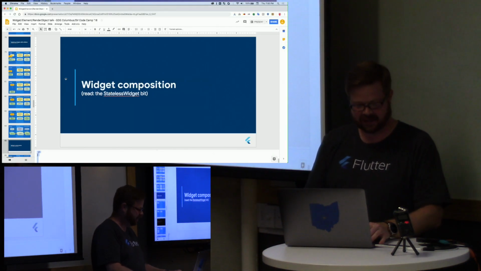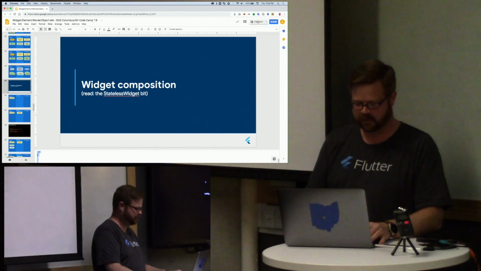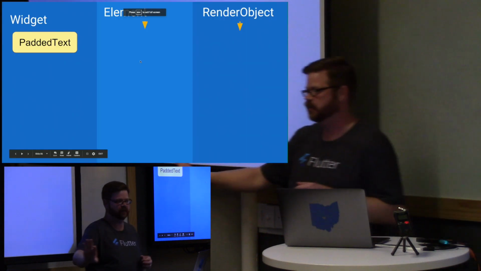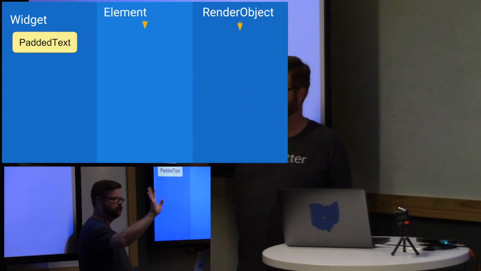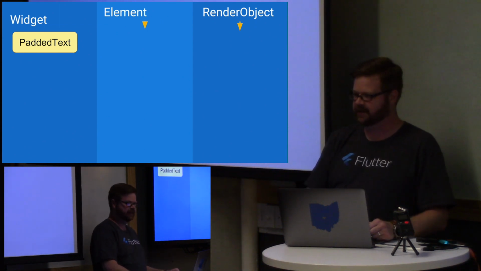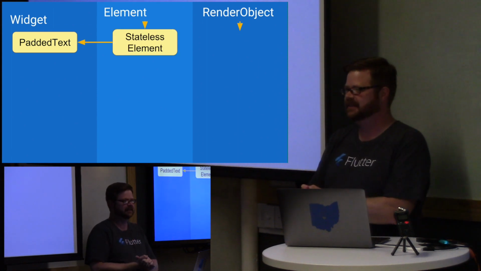So how does this work? Basically the same, because it's just a widget with a twist, as almost all of these are. So say I gave Flutter my padded text, my stateless widget, and I was like, here's my app, my entire app is this padded text. Flutter would go, okay, padded text, can you make an element for me? And so it pops out a stateless element.